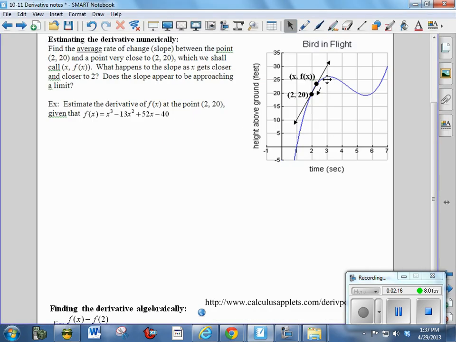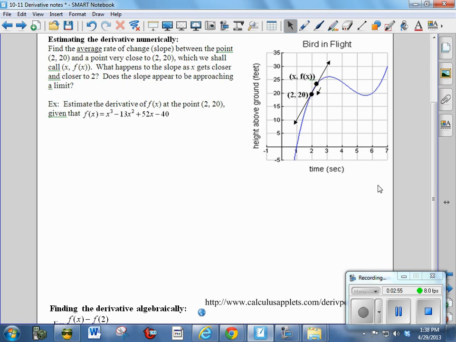So here's the drawing I've got. I've got my point (2, 20), and I've got another point labeled (x, f(x)). The reason it's only labeled x, f(x) is that I'm going to put in different values for x and calculate different values for y for that point. But we're going to imagine that point, (x, f(x)), gets closer and closer to the point (2, 20). The closer that point gets, the closer my line that goes through those 2 points will be to the tangent line, if the 2 points on my line are really close together.